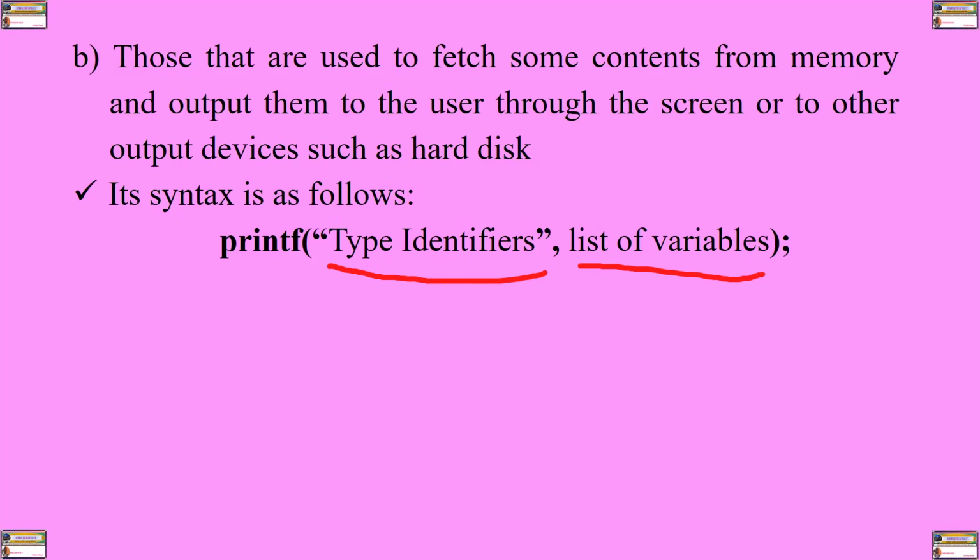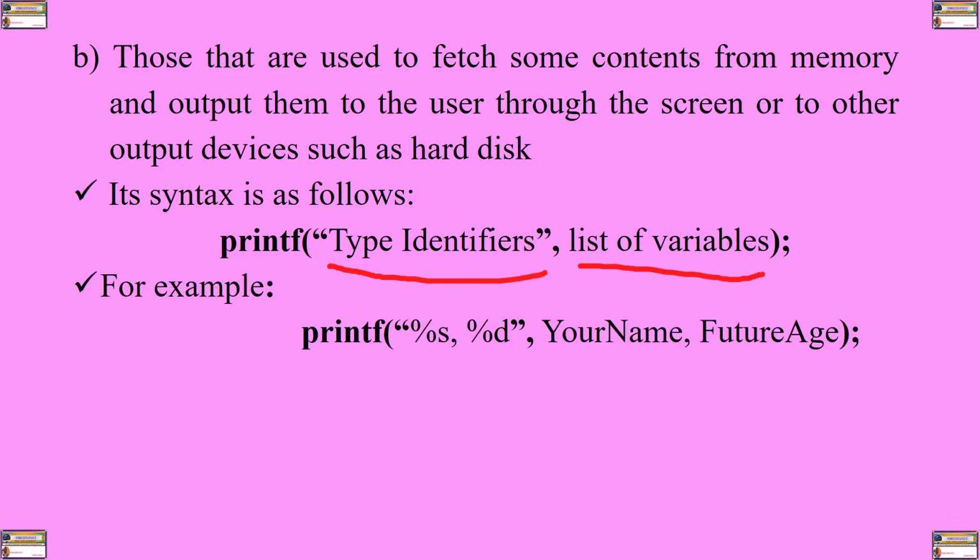For example, printf followed by the type identifier. So this is the type identifier for the content in the memory location called your name. Then the next is the type identifier for the content in the memory location called future age.